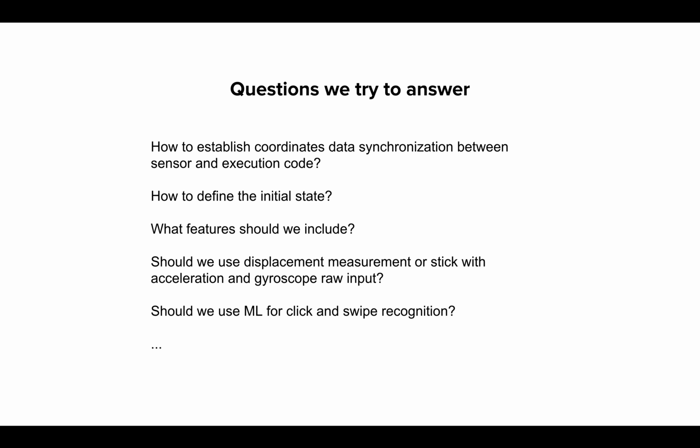The questions that we tried to answer last time got a little bit expanded during the weeks, but for most of them we've found the answers. We decided to stick with the state machine for click detection instead of the displacement measurements, and we decided to stick with the acceleration and gyroscope inputs. Also about machine learning, should we use it for the click? Maybe not for the click, but for the swipe recognition, that's what we're trying to do right now.